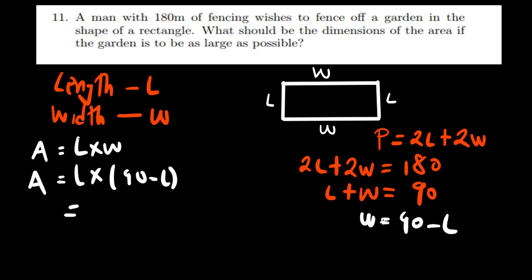We distribute the L, so we're going to have 90L minus L squared. Okay, or just write it in standard form, it will be 90L minus L squared. Or if you want, you might also want to bring it as negative L squared, but even like this is just fine. Okay, now the equation area is equal to 90L minus L squared. It is a quadratic expression.